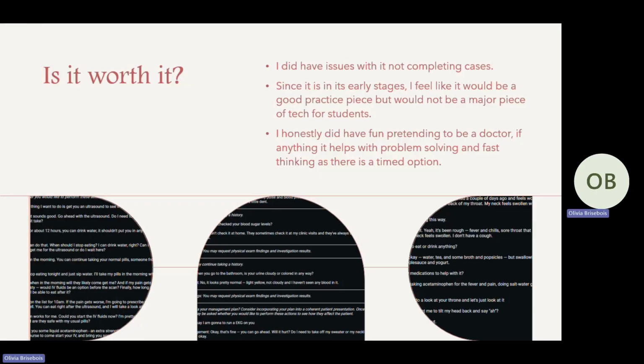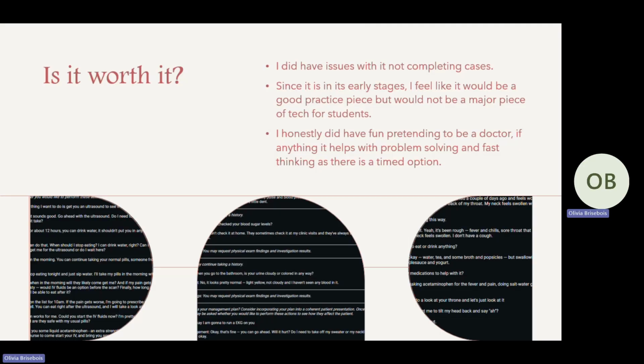Now, is it worth it? I went through about 4 to 5 cases just seeing how good it was. I did have issues. It would not complete cases. I don't know if that's just because I'm not a medical student and I'm not a doctor, but it would not let you finish the conversations. It was really weird. Since it is in its early stages, I feel like it would be good for practicing, but I don't think it should be something that medical students depend on for studying.